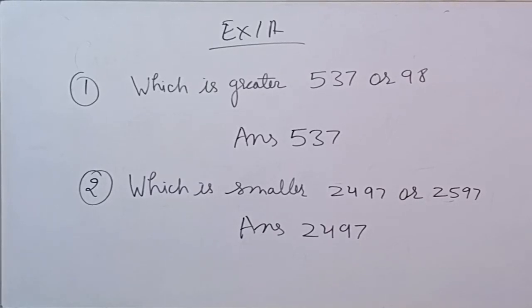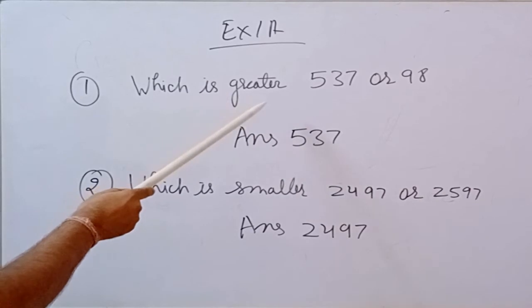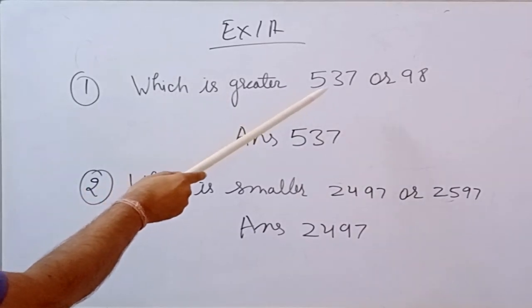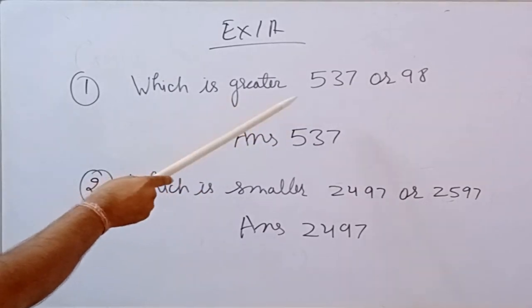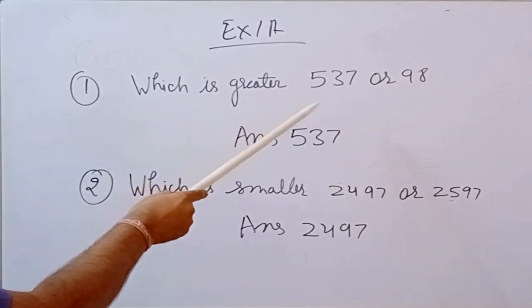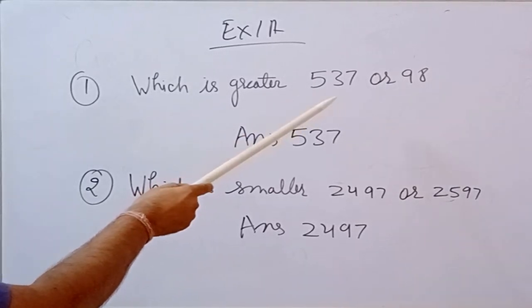Children, today we will study chapter 1, that is Number System, in which we are taking exercise 1A. The question number 1 of exercise 1A, and the first part is that we have to find which is greater, either 537 or 98. So whenever we have to find out which is greater, we will first count the digits in both numbers.